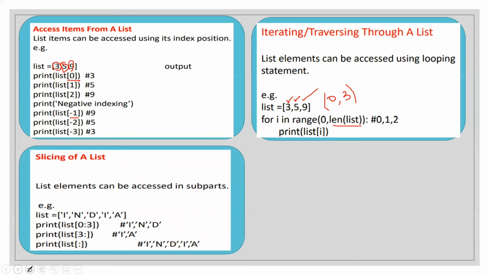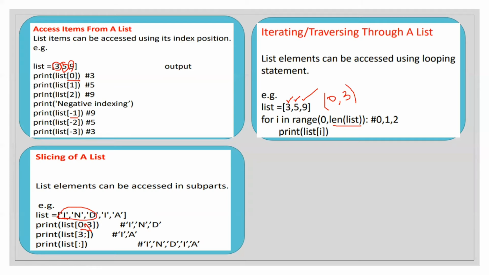Then we have slicing of a list. If there's a particular word and we want to slice each and every character of that word, for example, India. So this is how you can slice the characters. So India, here each letter is a different element. So if I want to print list[0:3], that means that I want to print from 0 to 3. So it's going to print 0, 1, 2, until 2 only. The last number is not printed.